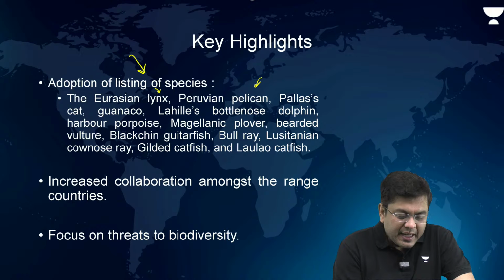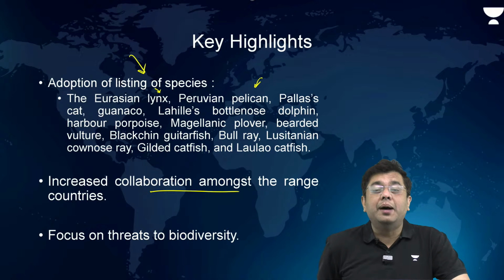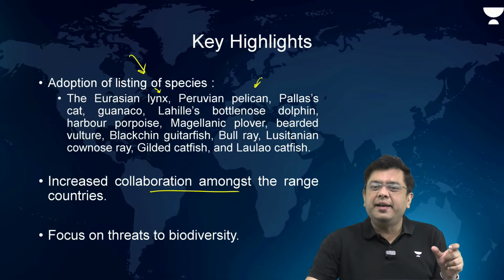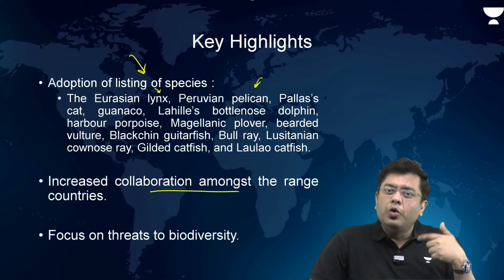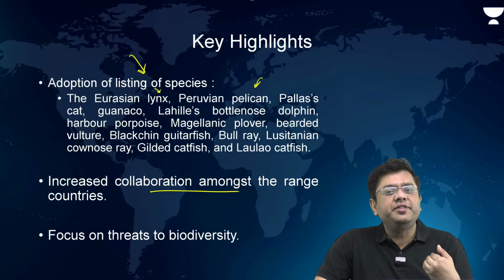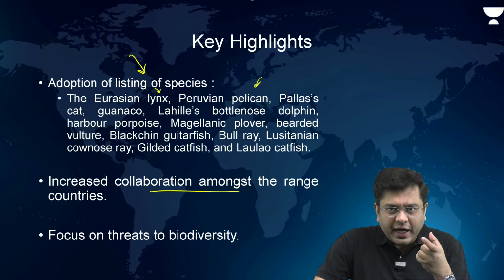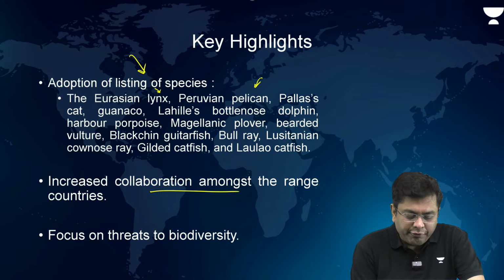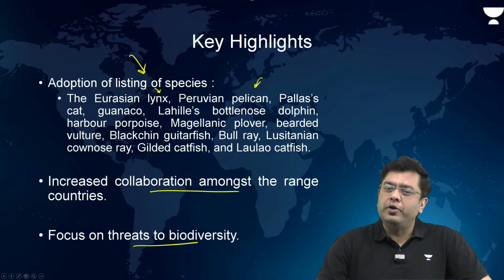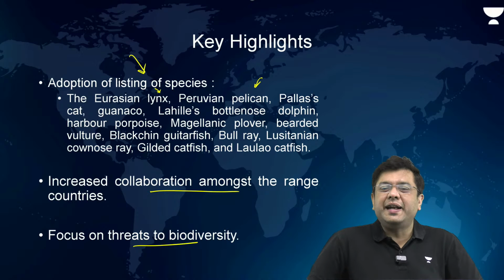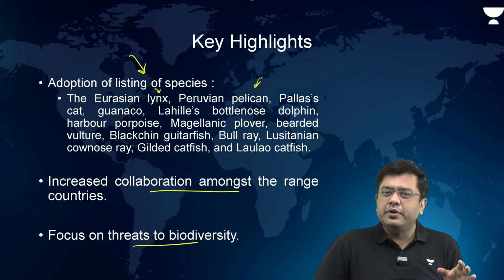It was discussed about the increased collaboration amongst the range countries. What are range countries? Those countries where the migratory species end up moving through. Those are known as the range countries, and focus on threats to biodiversity, right? What are the threats to biodiversity for the species?